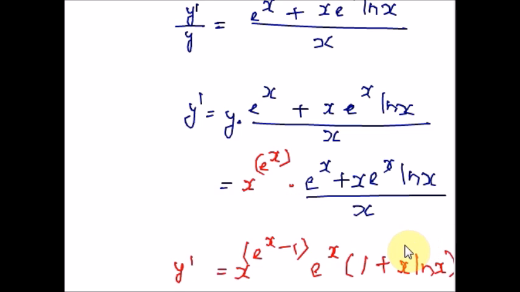That's it for this example. You have to finally shift everything to the right side of the equation and keep y dash isolated on one side of the equation. This is how we do the logarithmic differentiation for this example. Hope you're clear with this example?